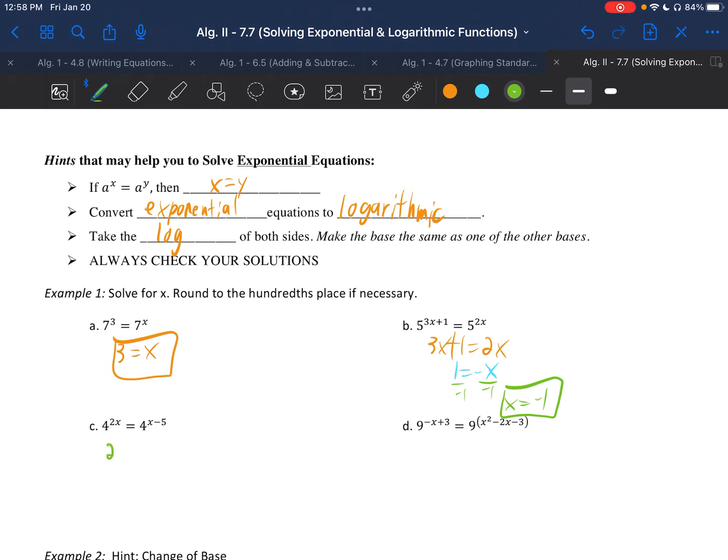On C, since their bases are both 4, 2x is equal to x minus 5. Solve this one by subtracting x, and you get x equals negative 5.